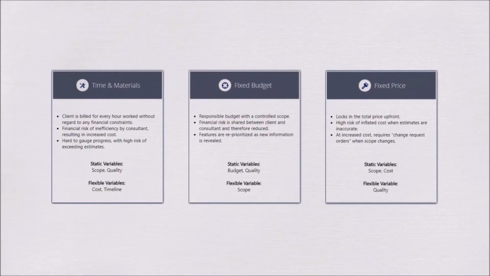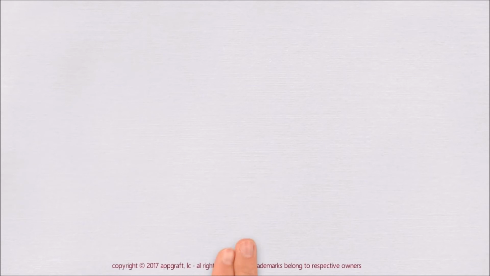We use a fixed budget approach with a controlled scope. This means that features and changes are continuously reprioritized and reevaluated between iterations as new information comes in. In this case, the financial risk is reduced and divided between you, the client, and us, the consultant. The scope is broken down into small iterations that allow us to react to change and constantly realign each deliverable phase with your current goals and business needs.